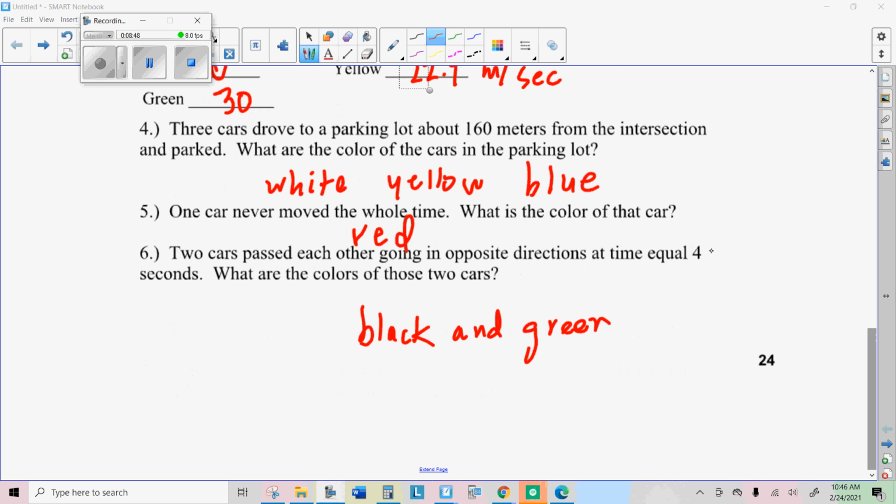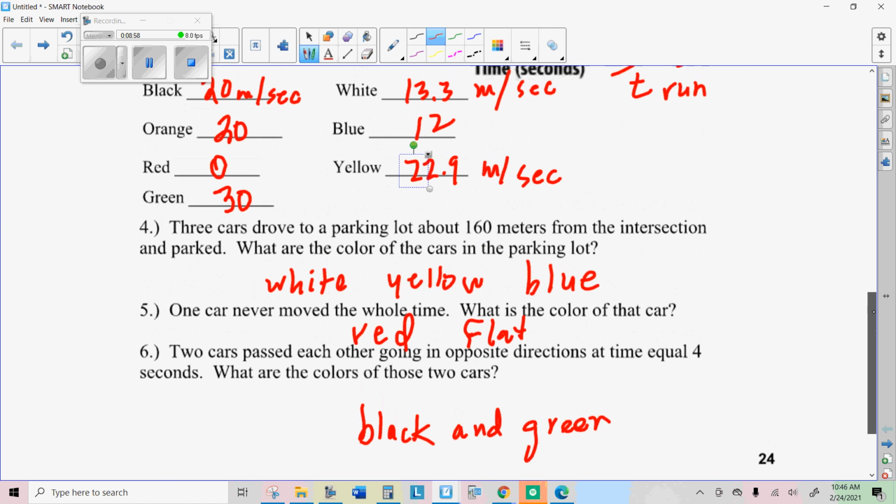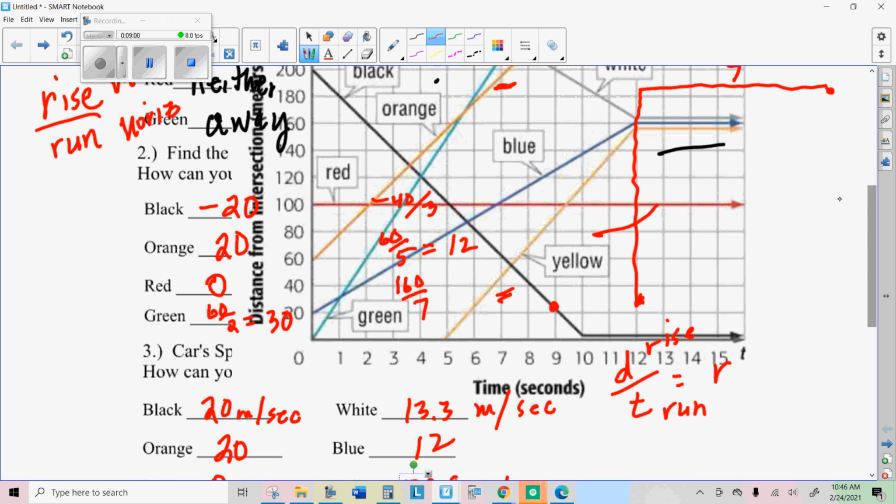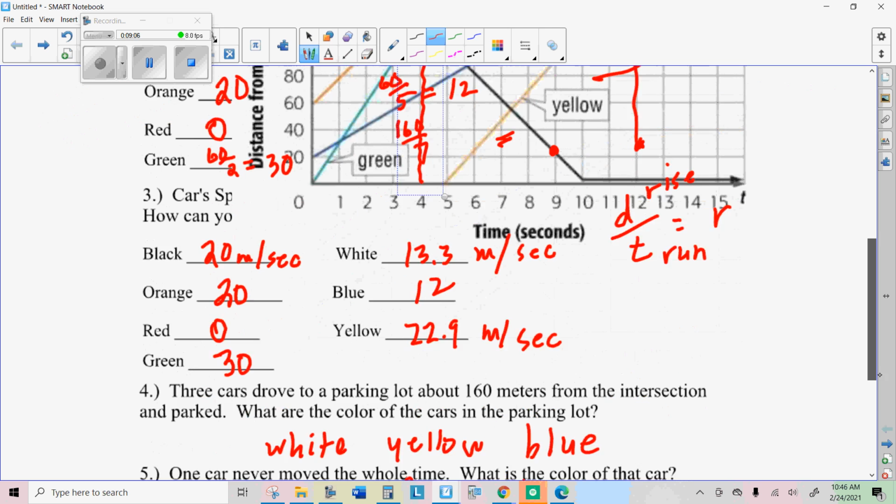All right, here's the answers to those. You can tell this one because the line is flat. So it's not moving, and you can tell the 2 that crossed at a time equal to 4 seconds. Just look at 4 seconds on the graph until you find the 2 that cross, and there they are right there, the black and the green ones.